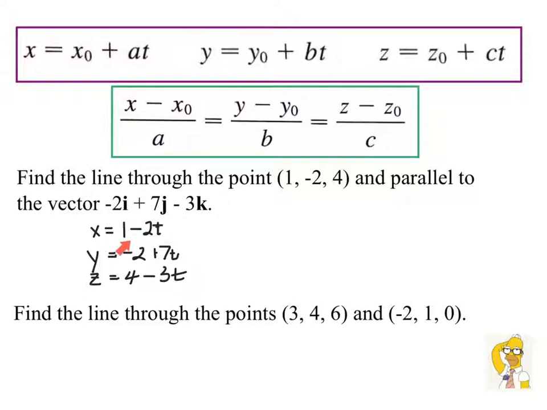And when t is, let's say, 0, I'm at the initial point. When t is 1, I begin moving 2 units back in x, 7 units over in y, 3 units down in z.